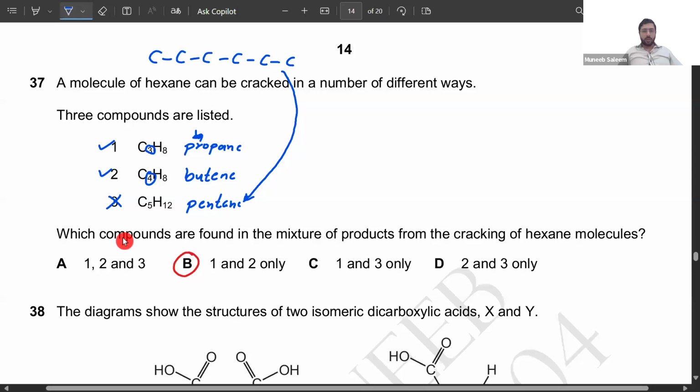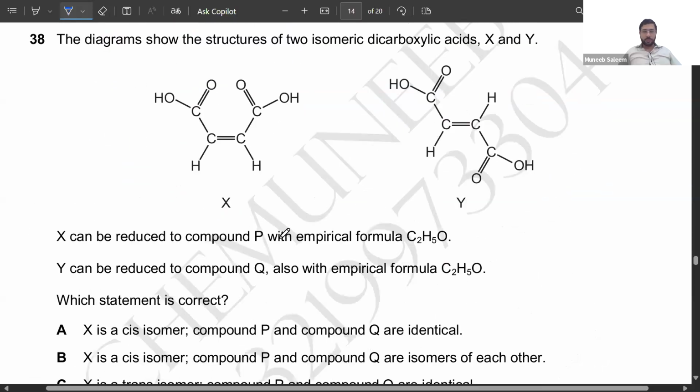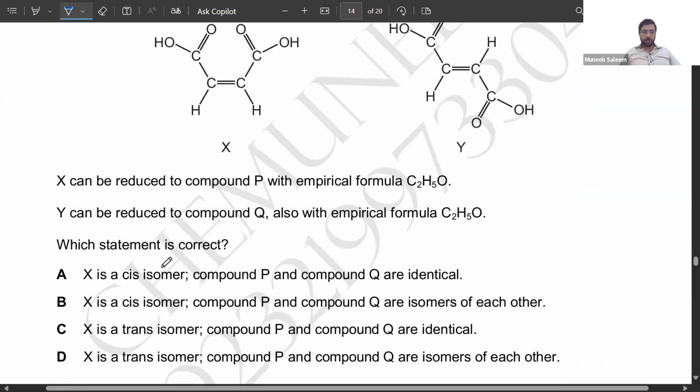Now, question number 38. Question 38 says the diagrams show the structure of two isomer dicarboxylic acids X and Y. And X can be reduced to compound P with this empirical formula. Y can be reduced to compound K with this empirical formula. This statement is correct.